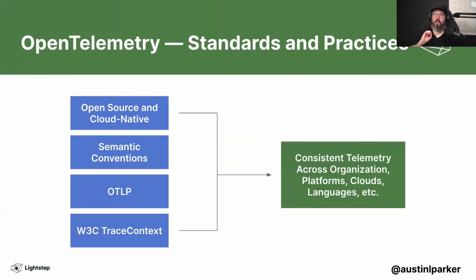So let's talk about how OpenTelemetry gets us there. One of the most powerful things about OpenTelemetry is the fact that it's a standards project, effectively. It's open source, it's completely free to use, it's under the Apache 2 license, and it's completely cloud native. So it's being built with things like Kubernetes in mind, right? It's being built for these modern systems.